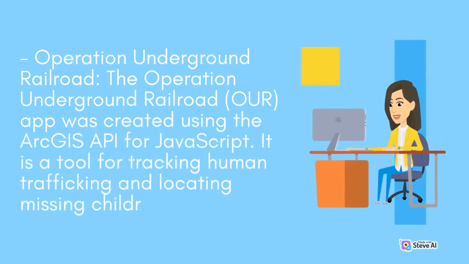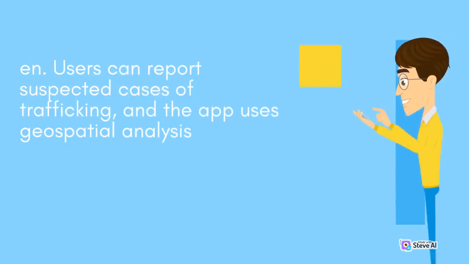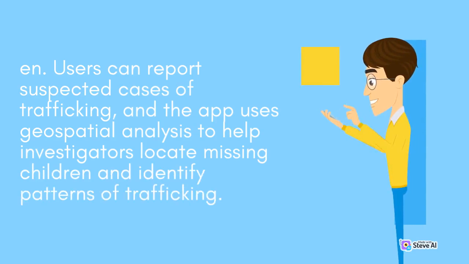Operation Underground Railroad. The Operation Underground Railroad app was created using the ArcGIS API for JavaScript. It is a tool for tracking human trafficking and locating missing children. Users can report suspected cases of trafficking, and the app uses geospatial analysis to help investigators locate missing children and identify patterns of trafficking.